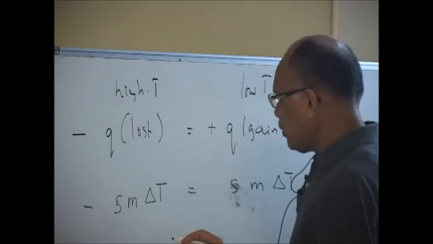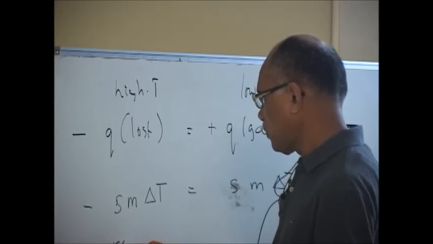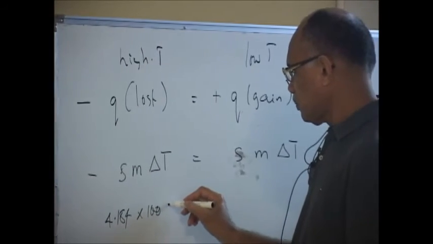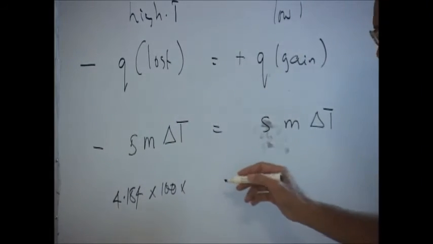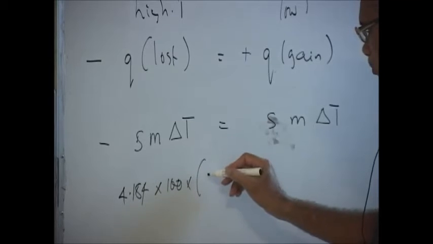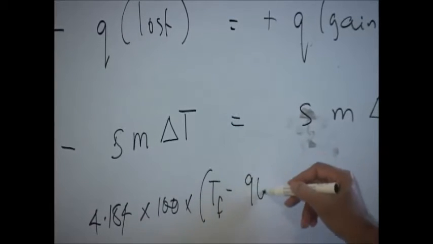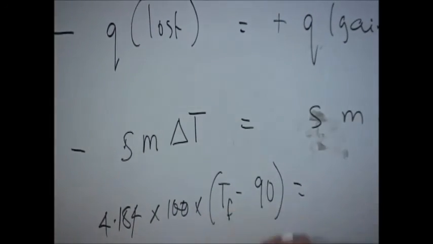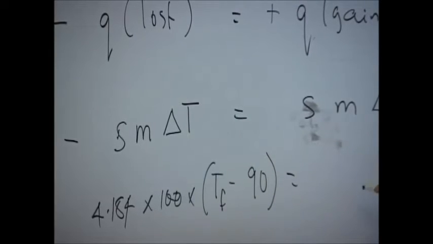So let me put in the value of specific heat. This is the value of specific heat of water, 4.184, times the mass of water, 100, times temperature change. Temperature change is the final temperature minus initial, T final minus, what was the initial? We're using the high temperature, which is 90, so we'll take 90. That should be the heat lost from the water at high temperature, which is going to be gained by the water at low temperature.